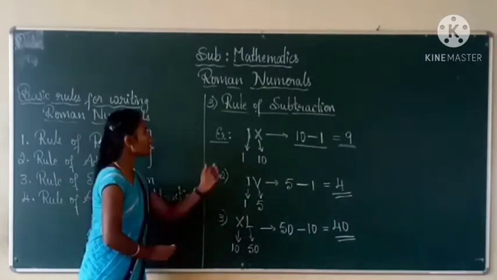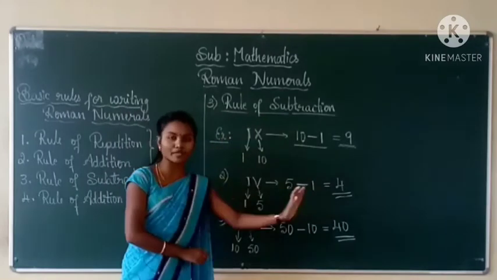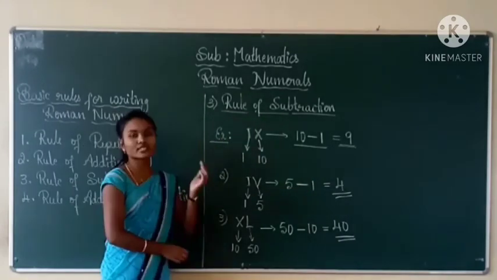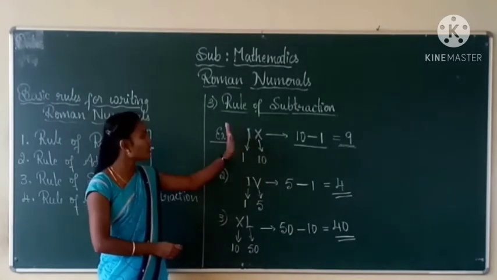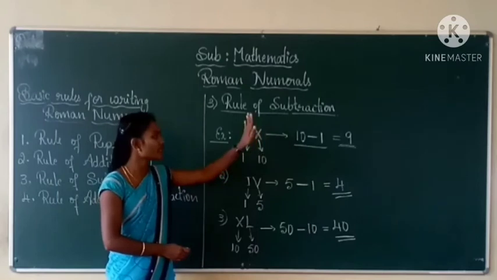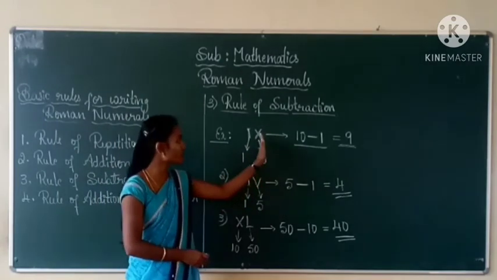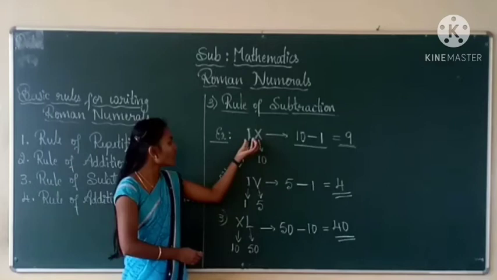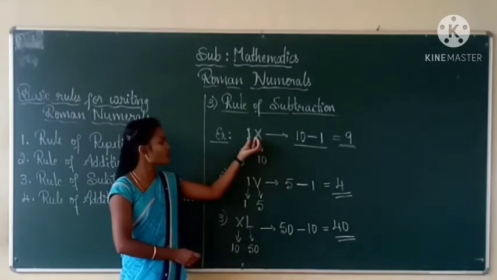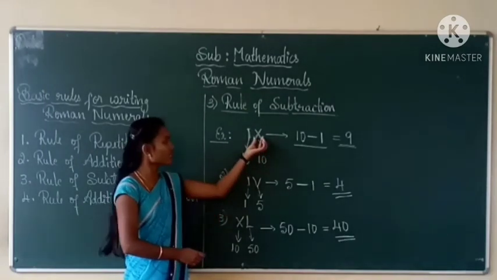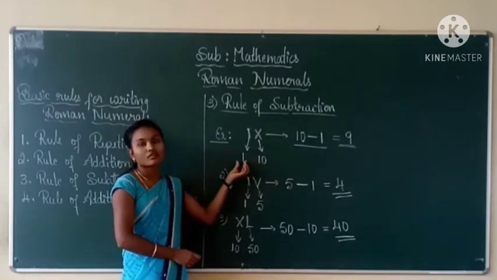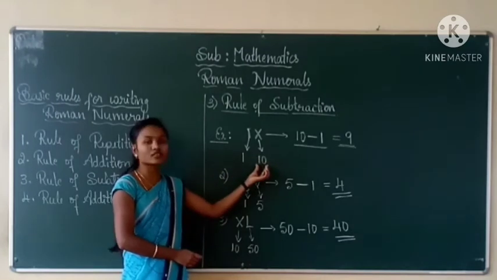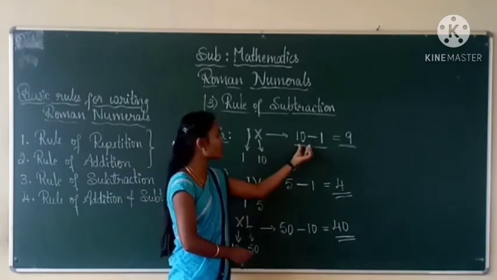Once again I repeat. The third rule is rule of subtraction. This rule says that if a smaller numeral is written to the left side of a larger numeral, then it is always subtracted from the larger numeral. So here I have taken IX. Here I stands for 1 and X stands for 10. So here we cannot minus 10 from 1. Therefore, we have to take the larger number first. So here the larger number is 10.